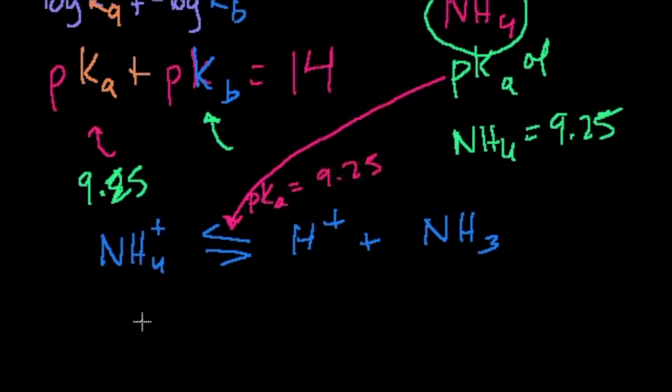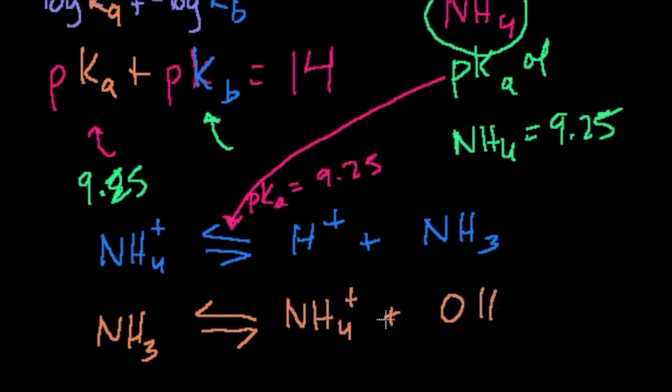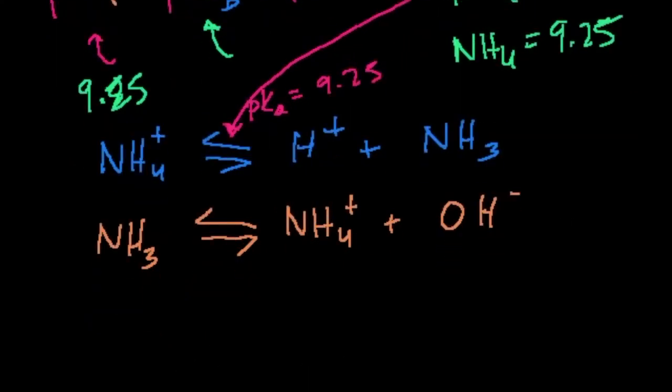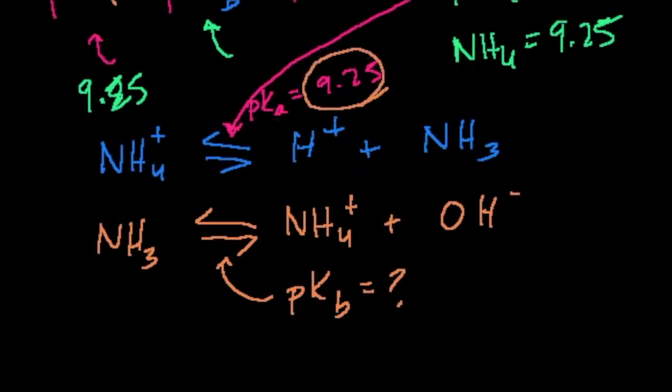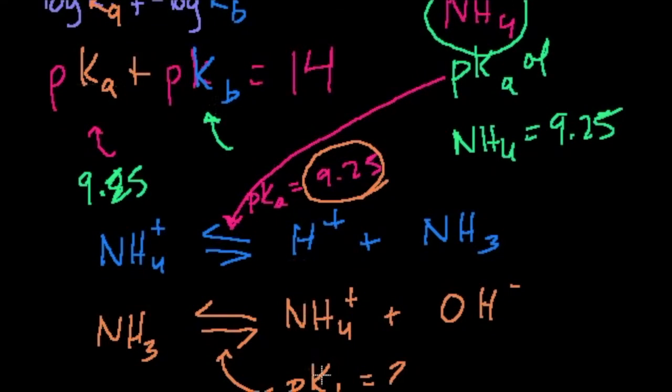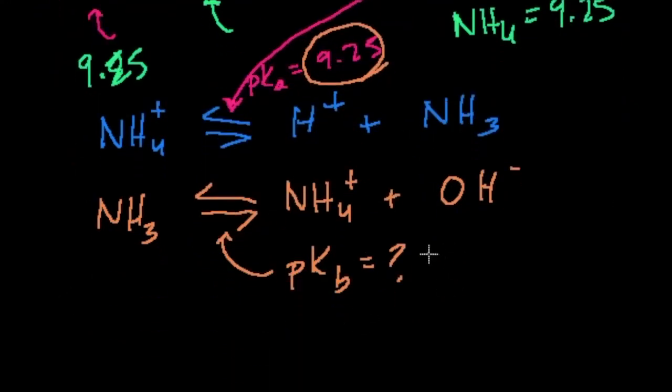And if I had the reverse reaction, the conjugate base reaction, so ammonia converts to ammonium plus, it grabbed that hydrogen proton from a water molecule. If I wanted to figure out the pKb, or the negative log of the equilibrium constant for this reaction, what is it? Well, this one's 9.25, and 9.25 plus this pKb have to be equal to 14. So what's 14 minus 9.25? It's 4.75. So we immediately know the equilibrium constant for the conjugate base reaction.